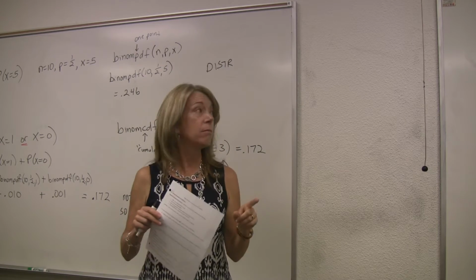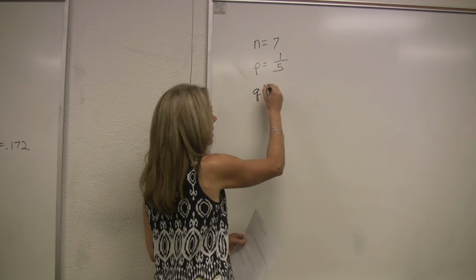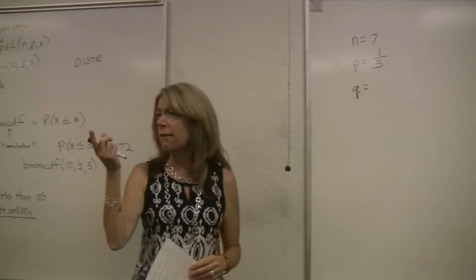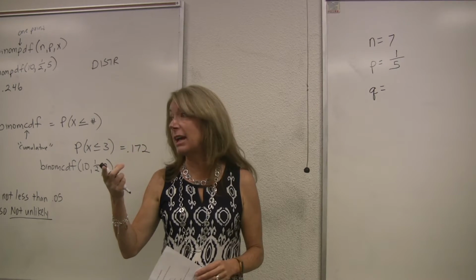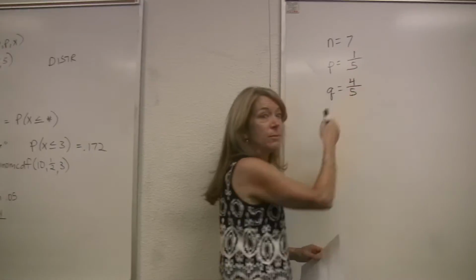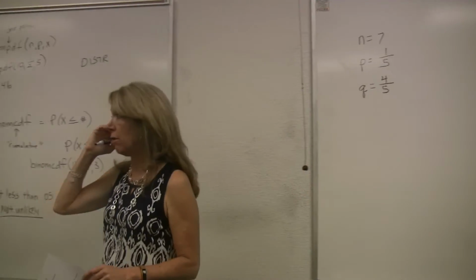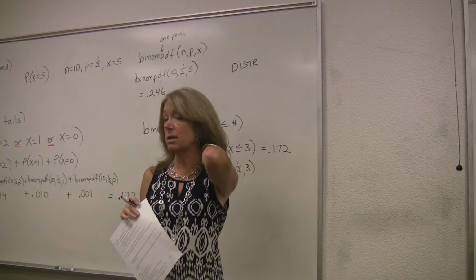We don't need q right now, but we will in a few minutes, so tell me how to get q. 4 out of 5, why? It's the complement of p. If there's one way to get the problem right, there are 4 ways to get it wrong, or you could subtract p from 1 and you'd get 4 out of 5. We don't need q at the moment, but we will in a few minutes.